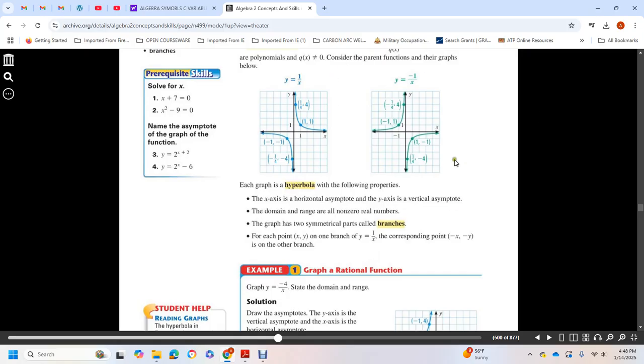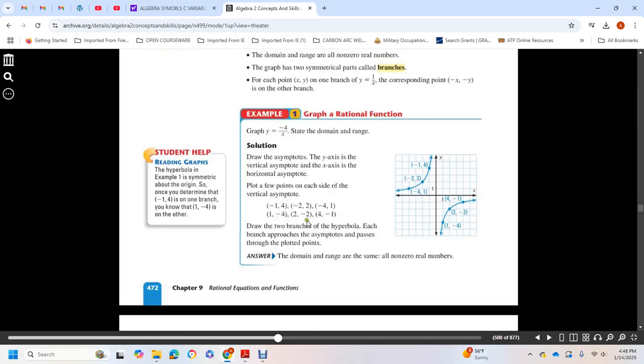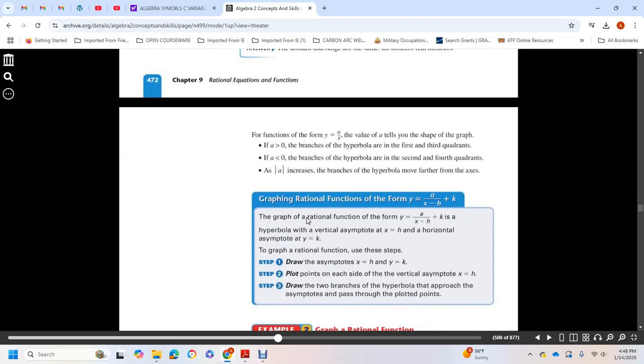The graph has two symmetrical parts called branches. For each point x, y on one branch, where y is equal to 1 over x, the corresponding point negative x, negative y is on the other branch. For a function of the form y is equal to a over x, the value of a tells the shape of the graph. If a is greater than 0, the hyperbola is in the first and third quadrants. If a is less than 0, the branches are in the second and fourth quadrants. As the absolute value of a increases, the branches of the hyperbola move farther from the axes.